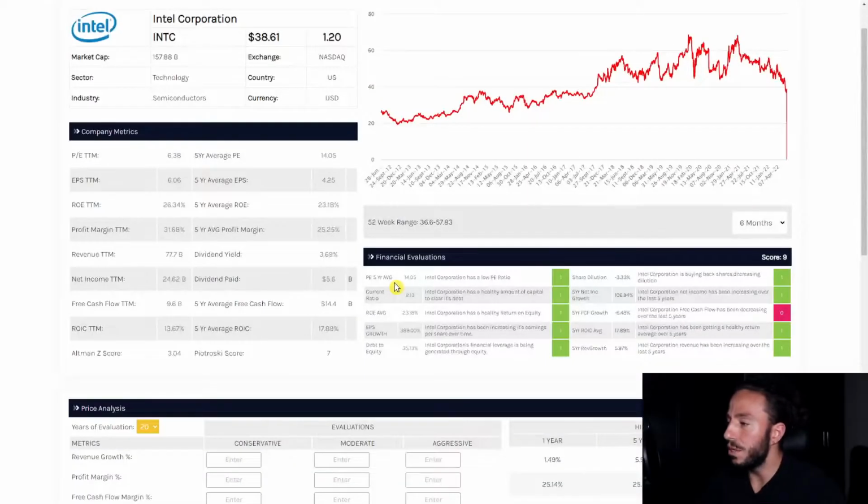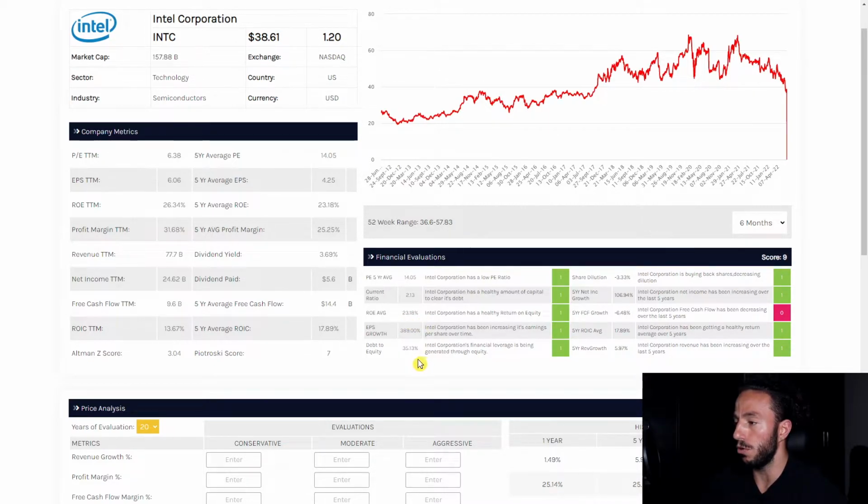With our 5-year PE average, we are sitting at a 14.05. We want this number to be underneath 22.5. And guys, take a look at this. Currently sitting in our trailing 12 months is 6.38. 14.05 is our 5-year average. That is incredible for a tech company. An amazing current ratio, an amazing return on equity average, sitting at 23%. We want to see this over 15%, folks, and we have that easily.